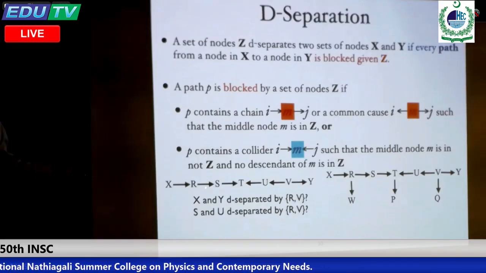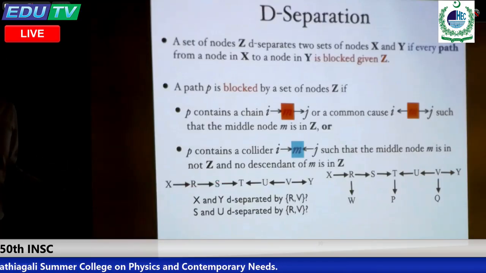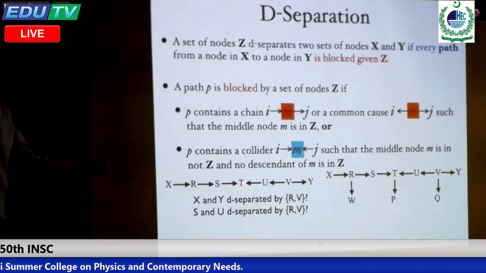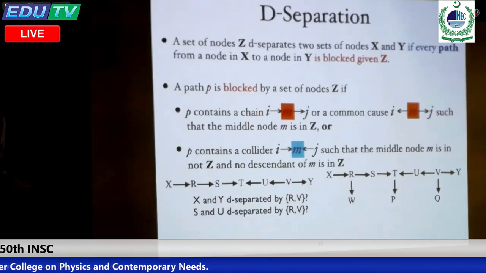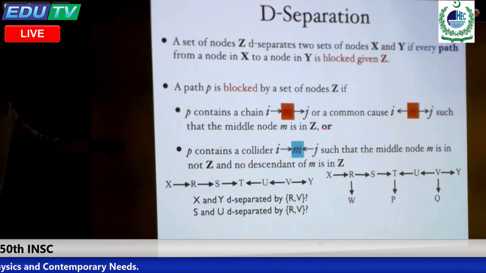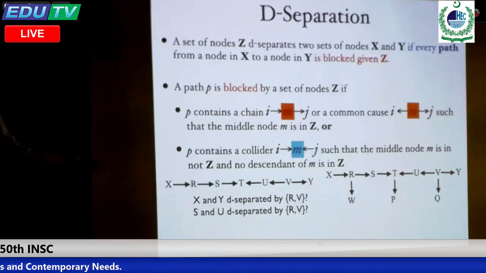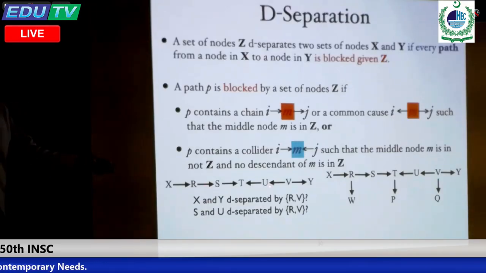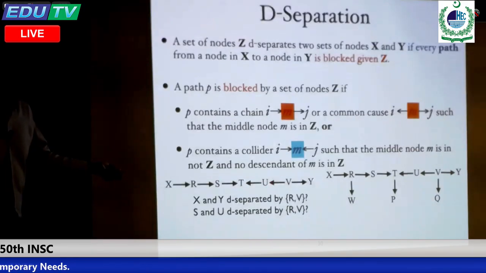Do you think S and U are d-separated by R and V? Let's just use the definition. Is the first condition true? The first one is not true, right? The second one holds true. Therefore this path is blocked, and this is the only path. That's why S and U are d-separated by R and V. We just apply the criterion.